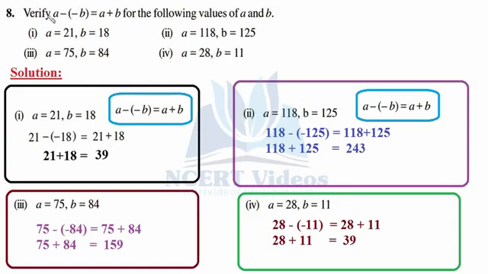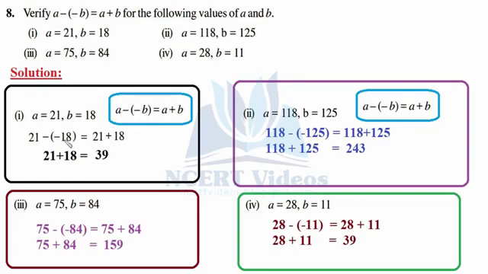8. Verify a minus (minus b) is equal to a plus b for the following values. So we have to just put the values in this given formula. So here a is 21, b is 18. Now simply we have to put the values. 21 minus (minus 18) is equal to 21 plus 18.